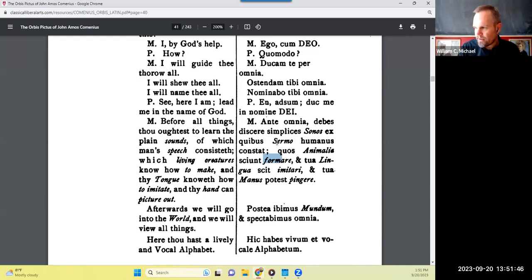So we're going to study simple sounds, out of which human speech consists, which animals are able to make. Et tua lingua scit imitari. Tua lingua means your tongue. So lingua means tongue in Latin. So who can think of a word in English that comes from the Latin lingua? Language is good, yeah.